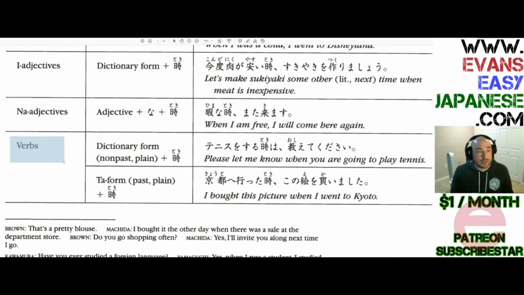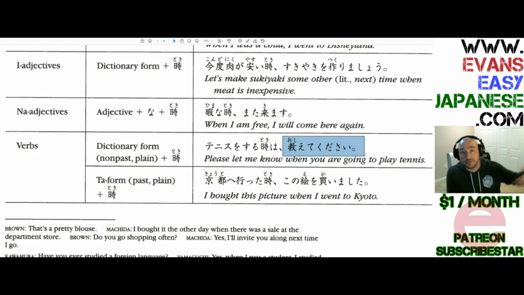Next, for verbs. Just like with the adjectives, we just stick the verbs directly in front of the nouns. They talk about all this other stuff, but let's ignore that for now. Tenisu o suru toki wa oshiete kudasai. Oshieru, oshiemasu, oshiete kudasai. This verb is regularly translated as to teach.